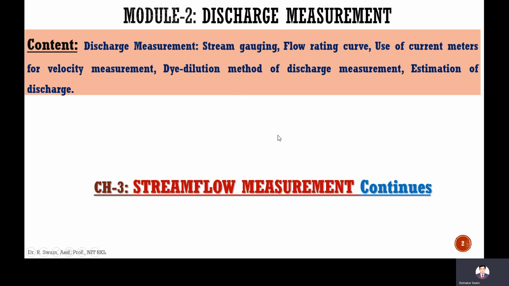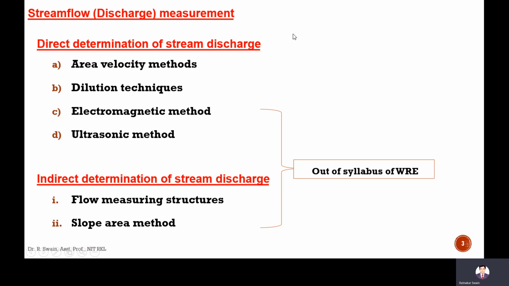The stage measurement, velocity measurement. Different types of stages, the stage recorder used, and different current meters used for the velocity measurement. So today we will start the stream flow or discharge measurement.